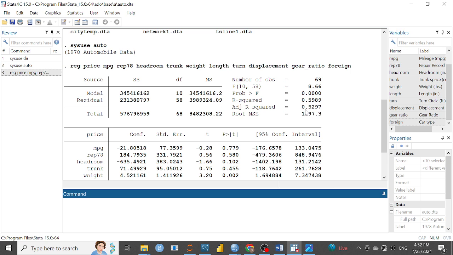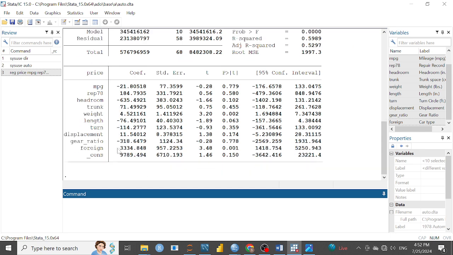This is the adjusted R-squared. It's always less than the R-squared. So this accounts for the number of predictors in the model and is slightly lower than the R-squared value, suggesting that the model explains 52.97% of the variance in price when adjusting for the number of predictors. That's why it's always less than this. Then the Root MSE, that's the root mean square error, is the standard deviation of the residuals.